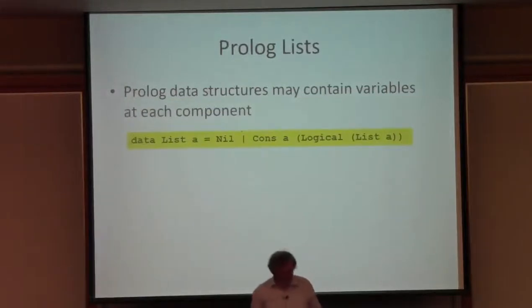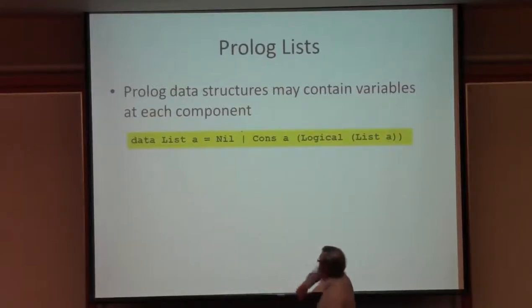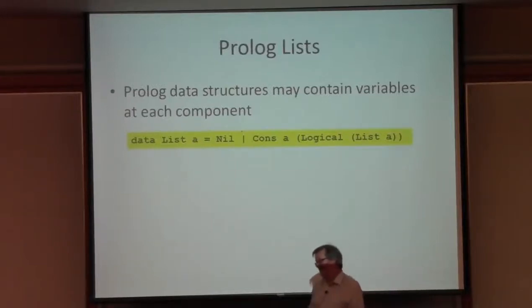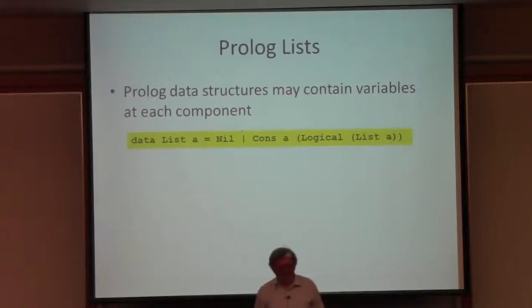Okay, nearly there. If I want to run that append example that I showed you earlier, I'm going to need some Prolog lists. They're not the same as Haskell lists. Why not? Because they can contain variables at each point. So let me define a Prolog list type, which has a nil and a cons constructor, but in the tail of the cons, we have a logical list A, so there might be a variable there. And I'm going to use list where the type A is also a logical type, but I don't have to say that explicitly in this type definition.